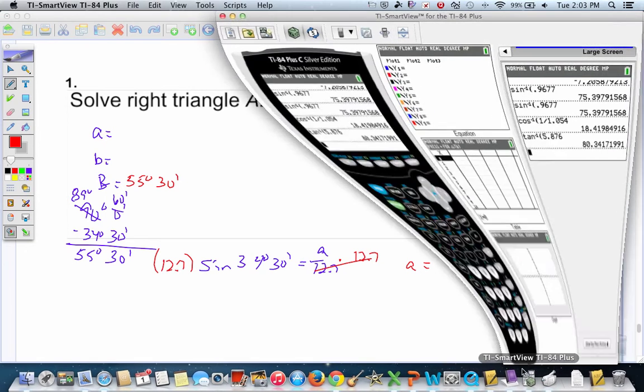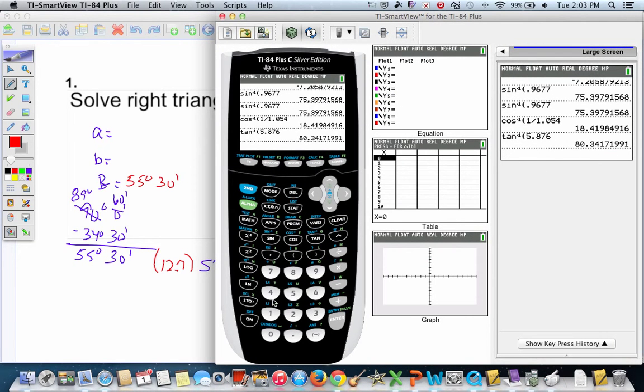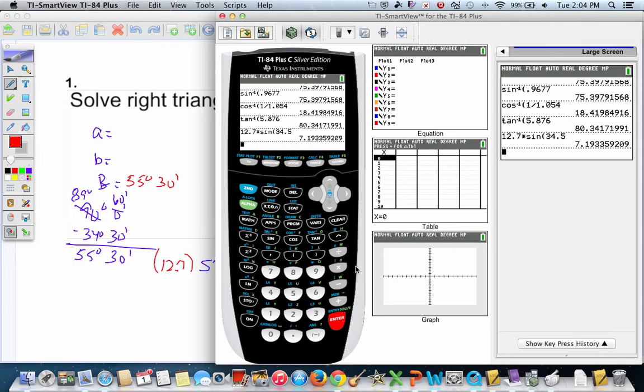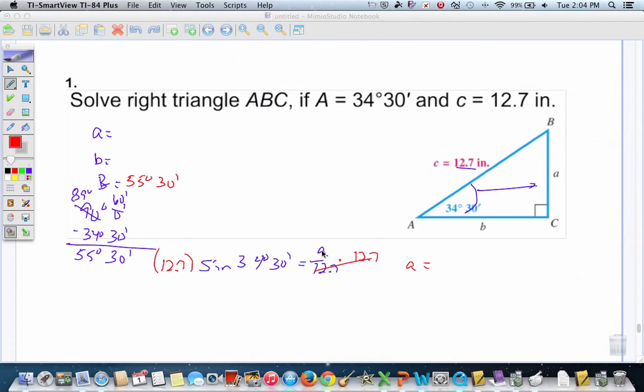So here on our calculator, we have 12.7 times the sine of 34. I'm just going to put 34.5. 30 minutes is half of a degree, so I'm going to go 34.5. And when I do that, you can see that the measure of side A is about 7.19. Coming back to that, 7.19, go to the same decimal place as the given data, so 7.2. So side A is 7.2.